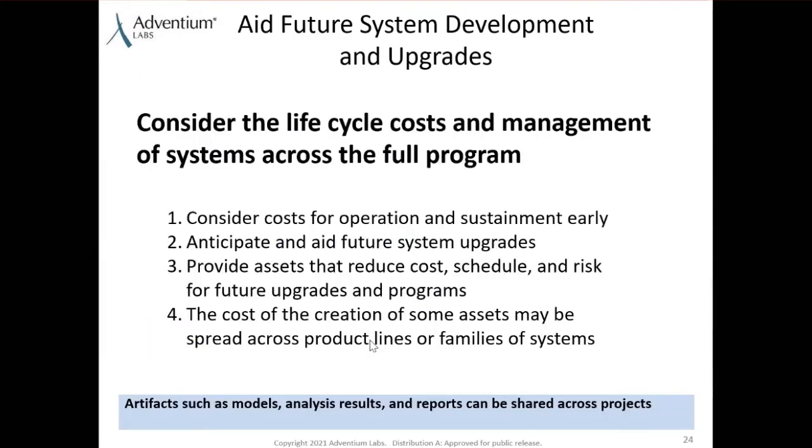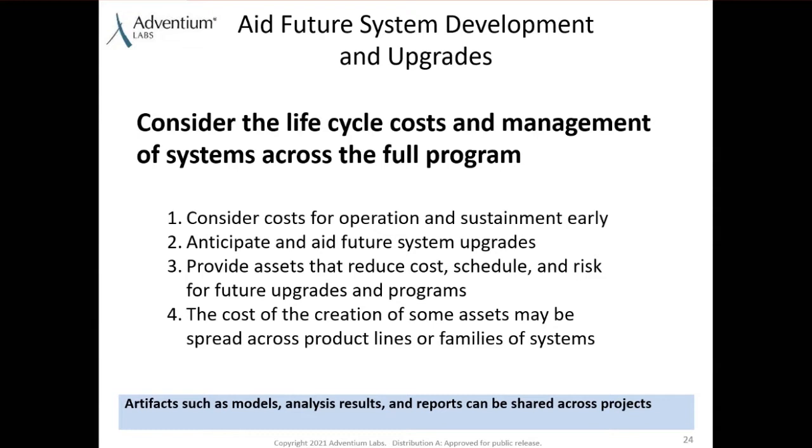And ACVIP is a good way to consider life cycle costs across the full program. We really want to consider costs for operation and sustainability very early in the program, and then anticipate and even assist in future upgrades. And the way we can do that is by reusing these models. Once we have the system modeled, you want to do an upgrade.